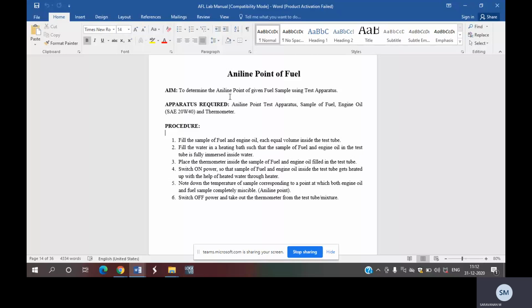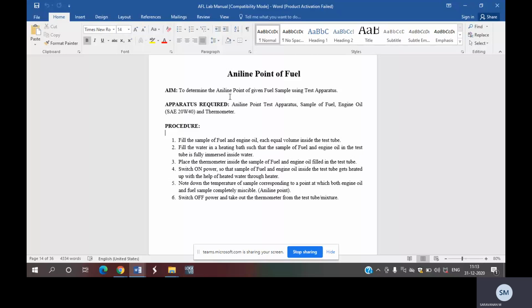The second step is to fill water in the heating bath. We cannot heat the oil directly, so that's why we are using water. The water bath has a coil to heat the water, and we send the positive and negative terminals to the coil, so it heats your water. After that, the test tube with the sample of fuel and engine oil is fully immersed inside the water.